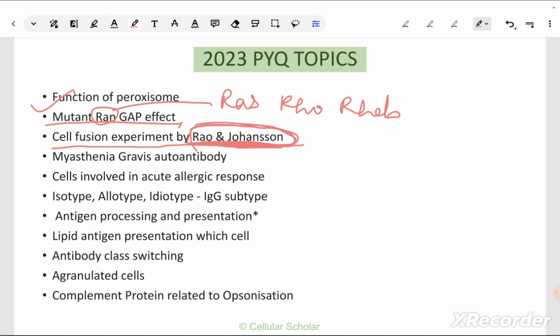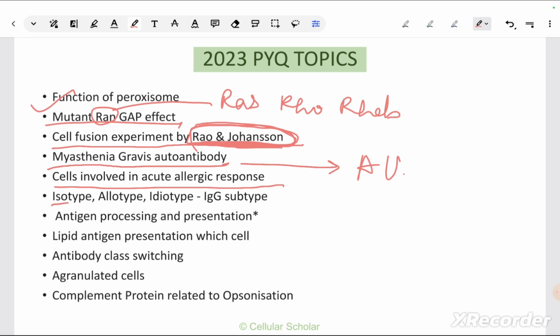Then they asked about myasthenia gravis autoantibody. So make a list of all the autoimmune diseases and the autoantibodies for those diseases, because they can be asked. Cells involved in acute allergic response. Along with this, read about hypersensitivity reactions, all the types.